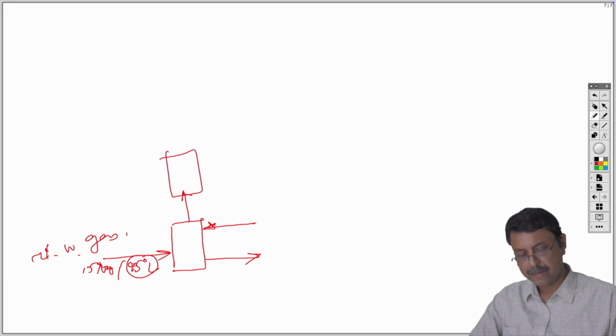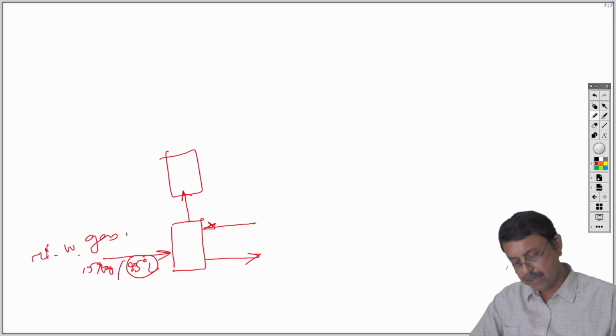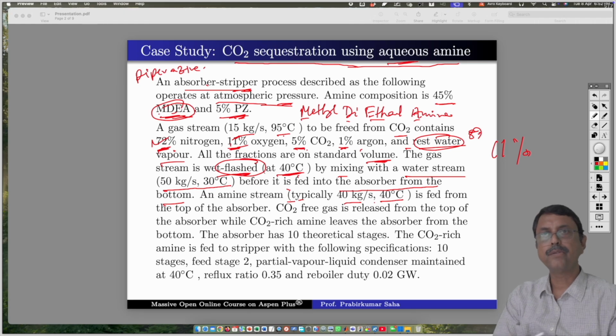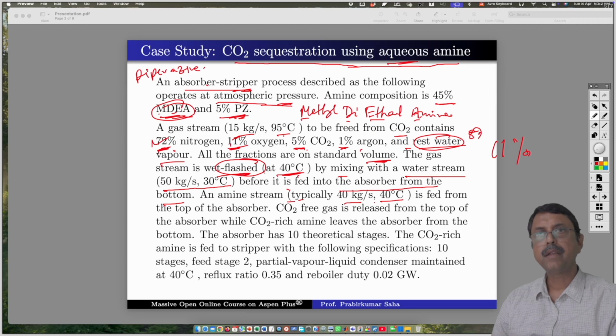That's what it says. As it says here, you can see the gas stream is wet flashed at 40 degrees centigrade by mixing with the water stream before it is fed into the absorber from the bottom. So we are sending it from the bottom of the absorber, and then an amine stream, typically 40 kg and 40 degrees centigrade. Why is it called typically? Because we will use a recycle stream later. So there the ultimate temperature and the flow rate might change.